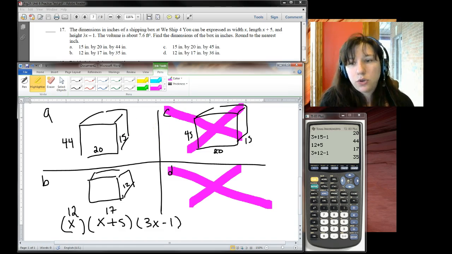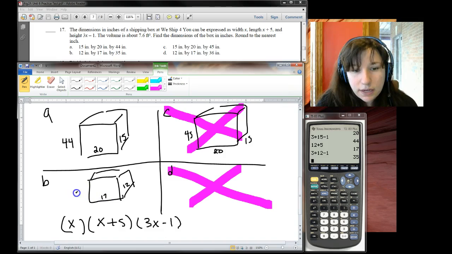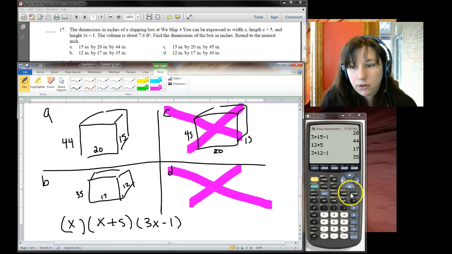Now I'm going to use the units to help me narrow it down. Is it A or B? So when I look here, these are in inches, but they gave me the volume in feet. So all I have to do is convert it from inches to feet. So to go from inches to feet, you divide by 12. So I have 12, 17, and 35, 15, 20, and 44. Let's change those all to feet.